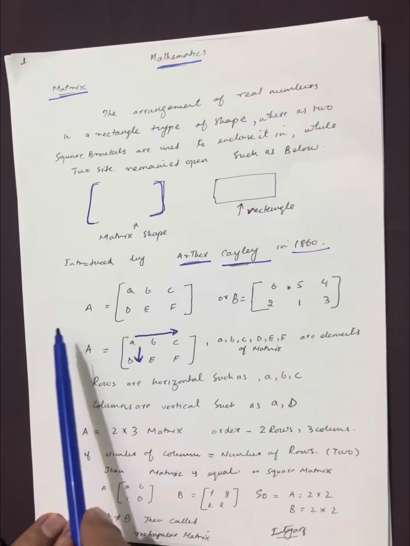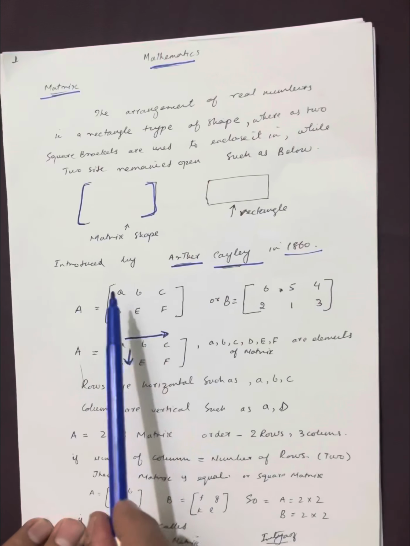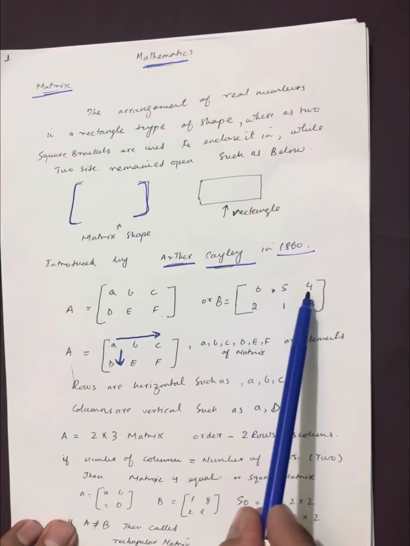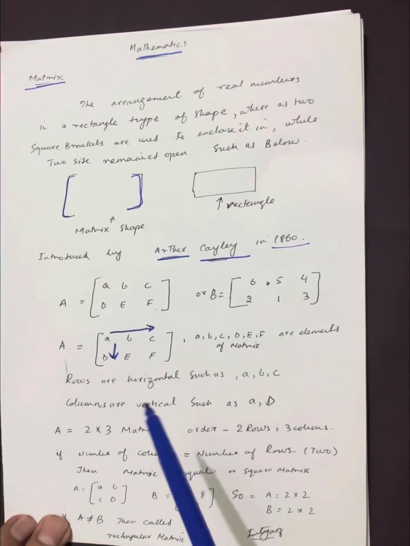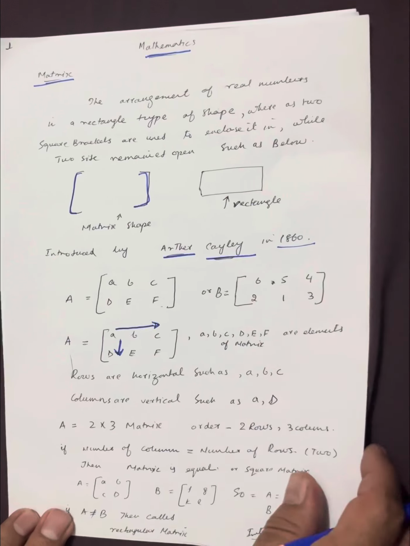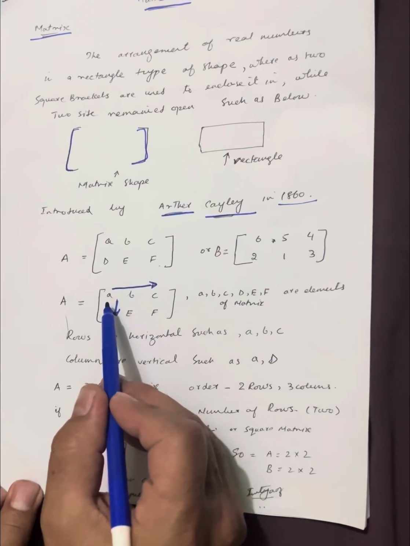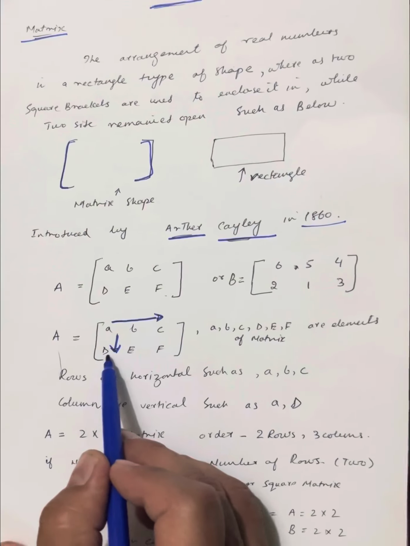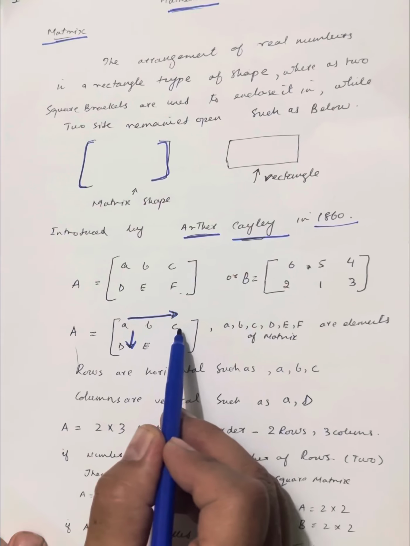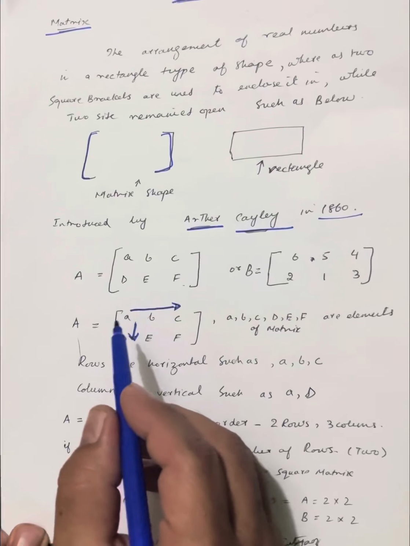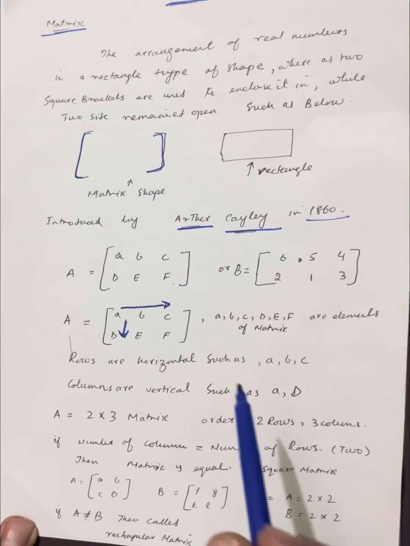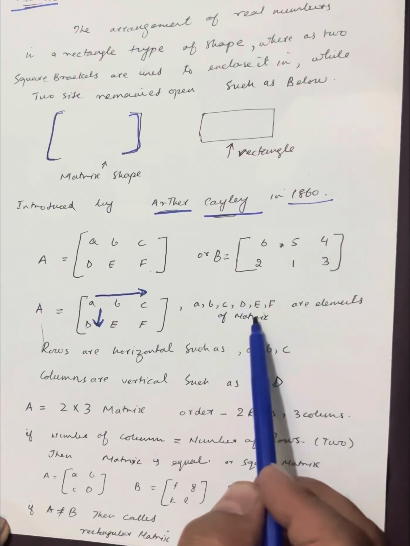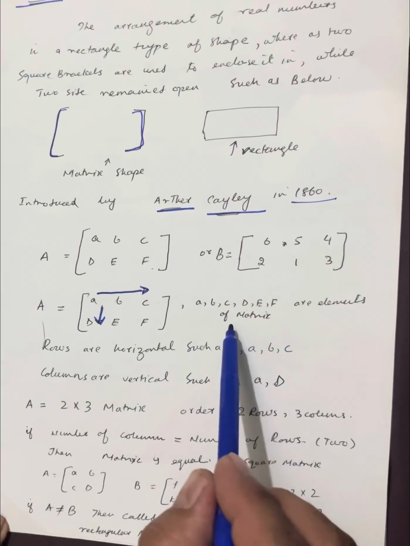So now let's start. Let's say this is a matrix A, B, C, D, E, F, or B equal to, let's say, 6, 5, 4, 2, 1. This is an example of a matrix. What I have to mention here is that in matrix A, B, C, D, E, F, this A, B, C is a row, and this is a column, like A, D. And A, B, C, D, E, F are the elements, the members of the matrix.